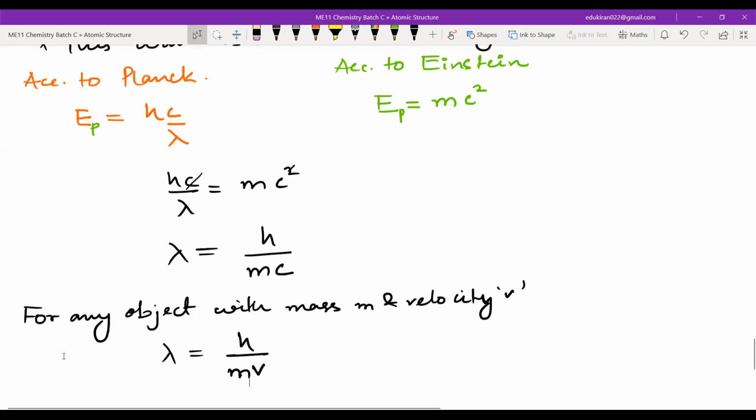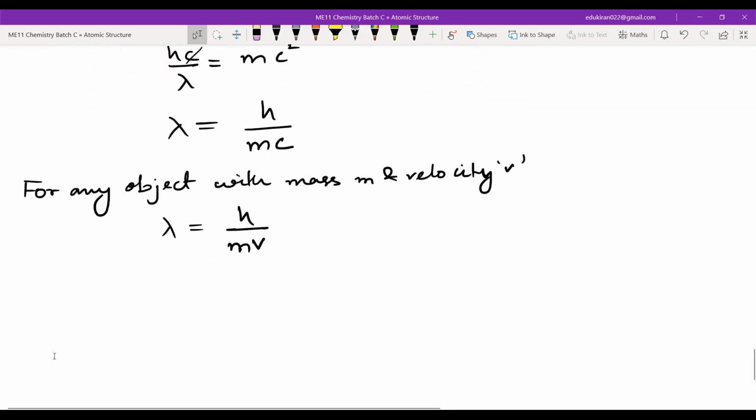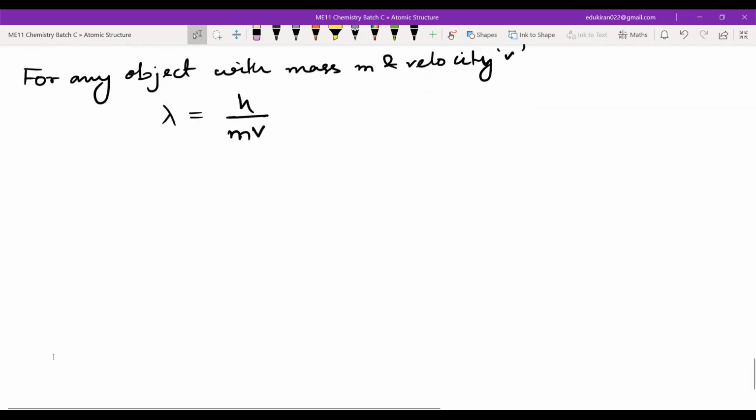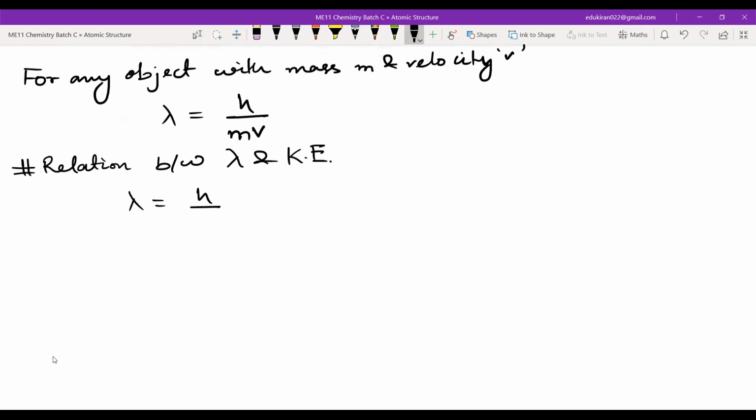Yes, sir. Okay. Now, from here, you can also calculate the relationship between the wavelength and the kinetic energy. What is the relationship? Here we have lambda equal to h upon mv. Now, mass into velocity is equal to momentum. Yes or no? Yes, sir. I can write momentum as p.